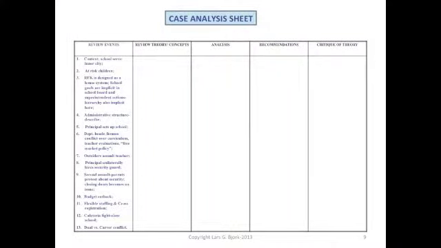Here is how events may be chronologically entered on the case analysis sheet. Please note that only structural events are included. Step 5. List relevant theories in column 2, Review Theory and Concepts, that may help explain these events.